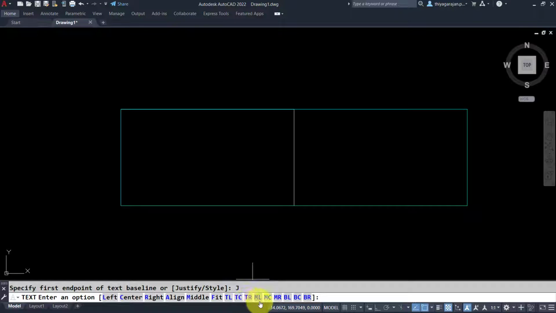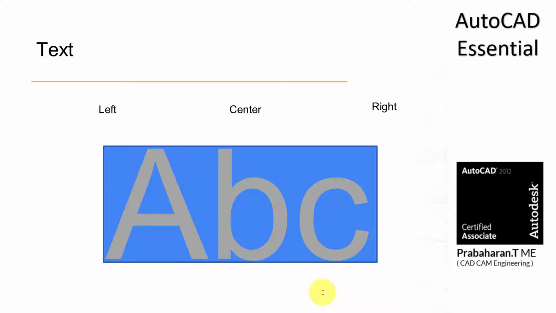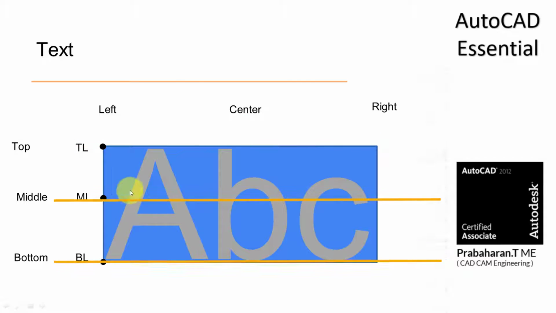Now let us go for the other type of justification: TL, TC, TR, ML, MC, MR, BL, BC, BR. What is this? Imagine this is a small box. Inside the box you type the text. Here we have a justification reference. So this is the left side, center, right, and the top, middle, bottom. The intersection of these points is called top left.